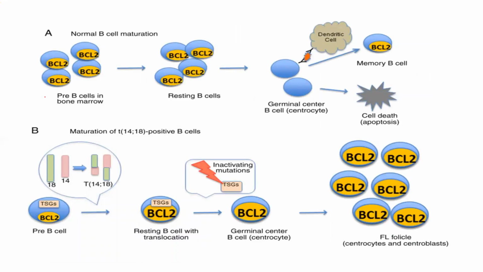If you see normal B cell maturation, in the pre-B cells in bone marrow and resting B cells there is BCL2, and in the germinal center the BCL2 levels are tightly regulated, and this is how certain cells, after antigenic stimulation, if they are not appropriate for the human body, undergo apoptosis. But in follicular lymphoma, BCL2 is upregulated. Due to upregulation of BCL2, the cells which are actually supposed to die also don't die, and this will cause proliferation of B cells in the follicle, causing a follicular lymphoma.